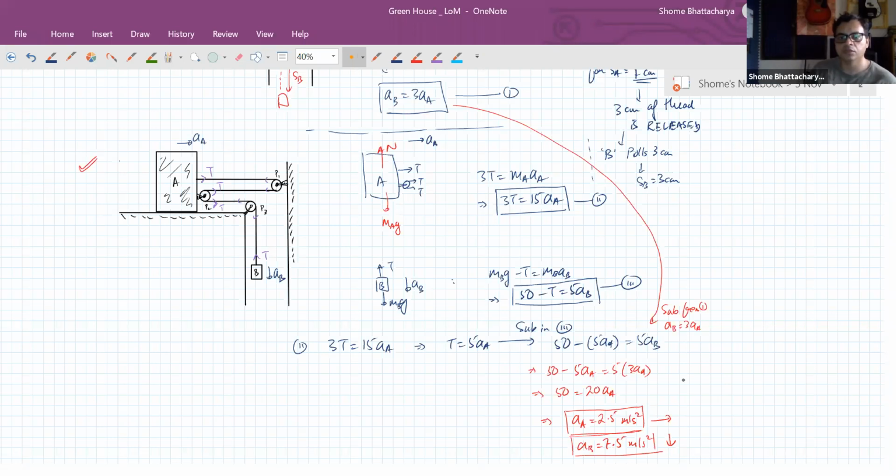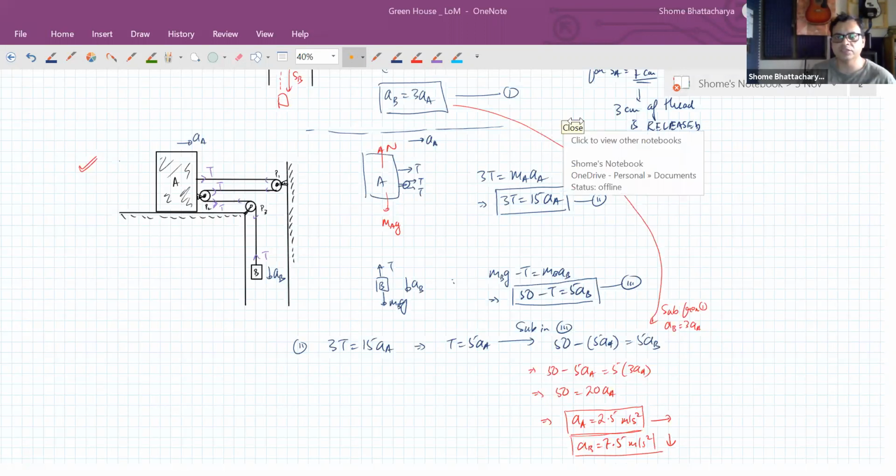In NEET, there will be up to two pulley kind of systems. Like this example which I've shown you, this is more a JEE type of problem. But the previous two examples are the typical type of questions you can expect in NEET. And if you get that book, Physics for NEET by DC Pandey, you will have plenty of questions in that.